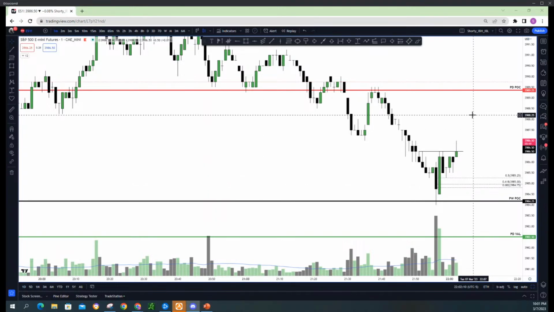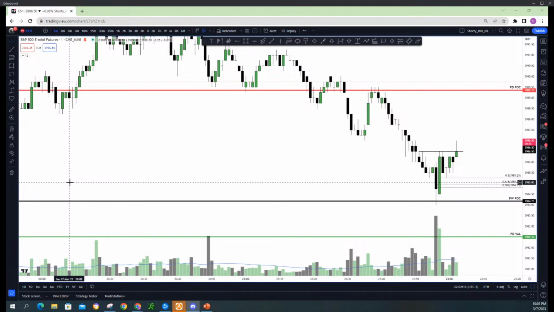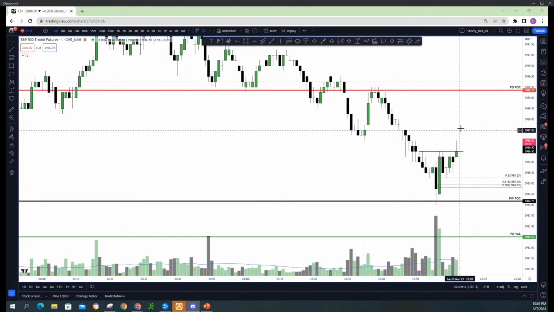You need to go close above it, and then you're going to come back inside and go long. But that worked pretty good. All the shorts here probably that were looking to short the top probably got stopped out.